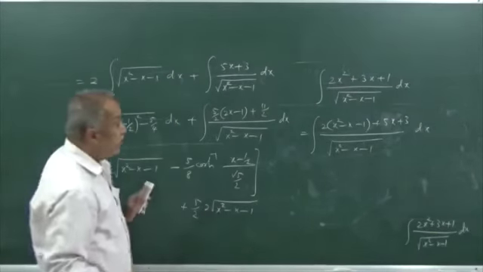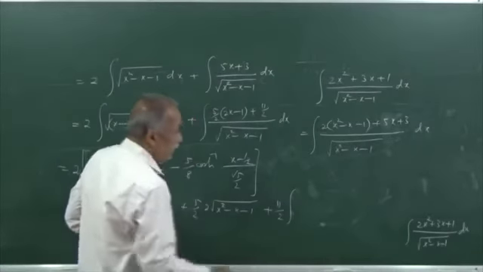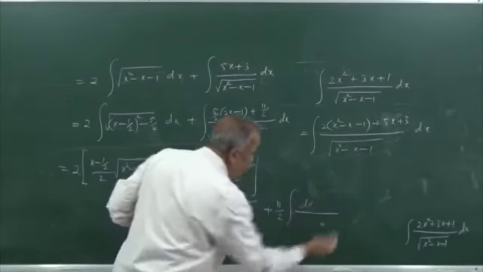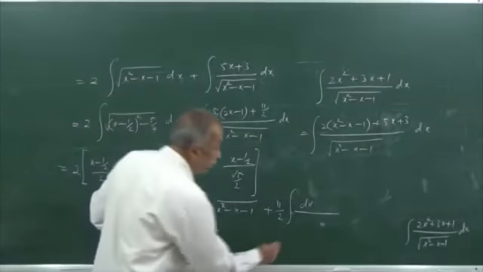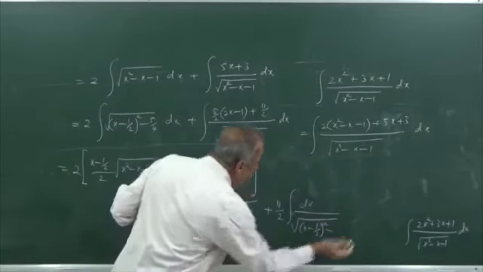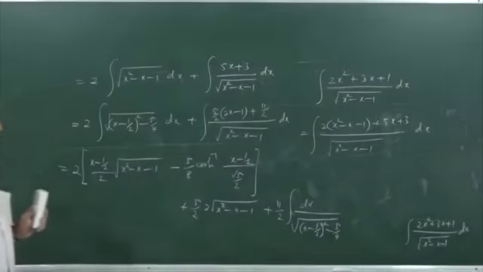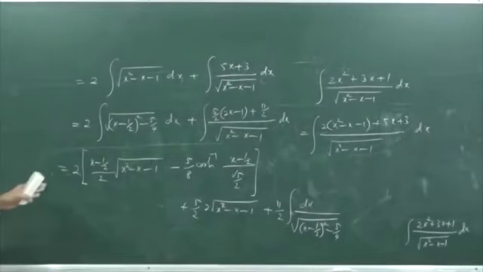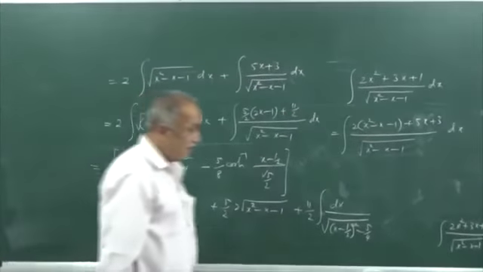Last portion remaining is 11 by 2 into integral of dx by root of x square minus x minus 1. This will have to be obtained by the method of completing squares. Shall I leave this at this stage? No problem, I think. Okay.